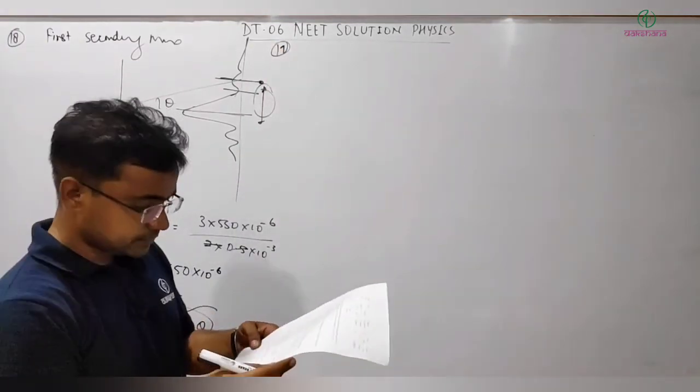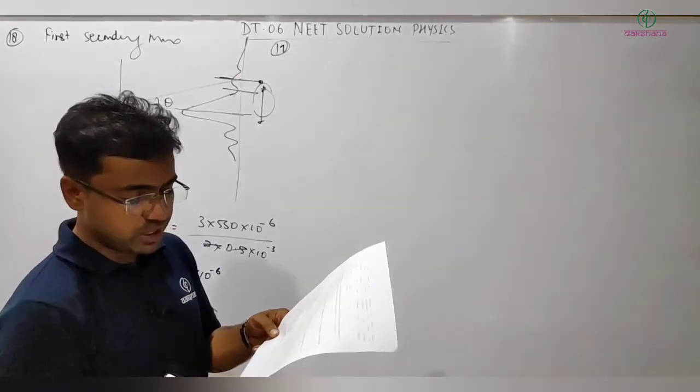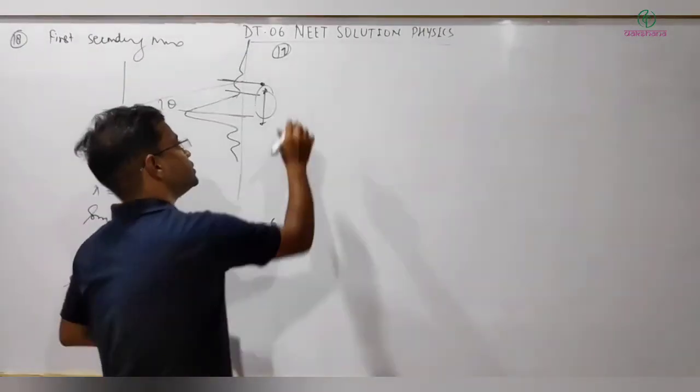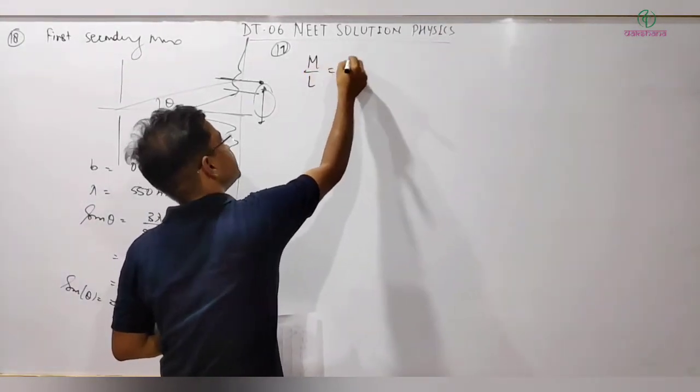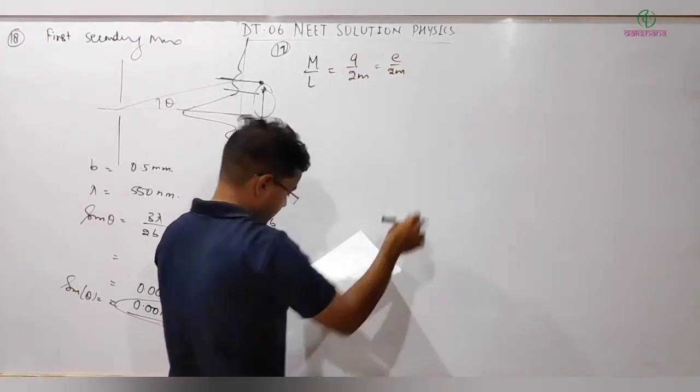Question 19. The ratio of magnetic dipole moment to angular momentum in a hydrogen-like atom. It's a standard result: m divided by l is equal to q divided by 2m, which is e by 2m. That will be the answer.